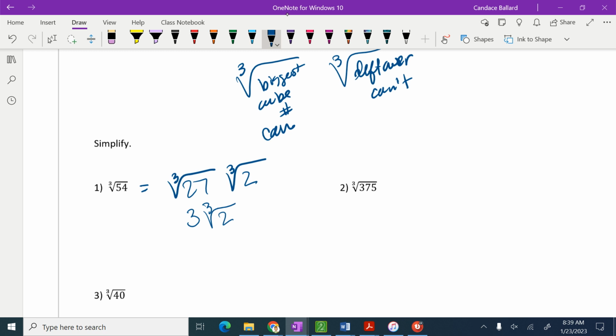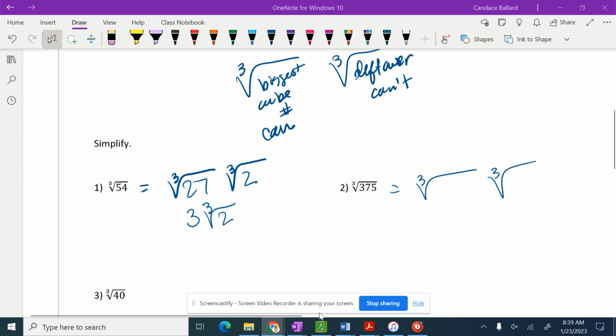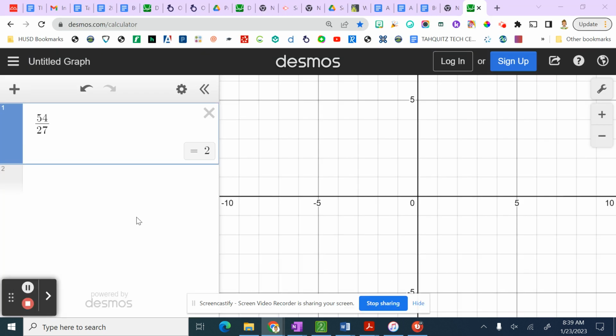All right, let's try 375. Okay, cubed root. And it's hard to not make the numbers big on this, you guys. So we're going to have to deal with just big numbers sometimes. All right, I'm going back to Desmos. Oop, not that one. I hit the wrong button. There we go. I totally forgot the number.